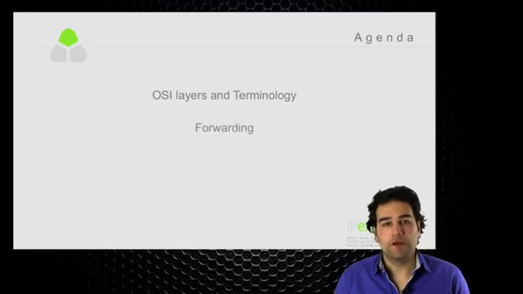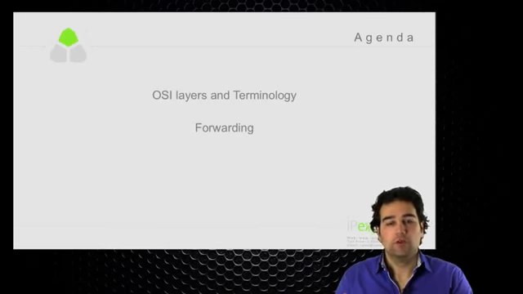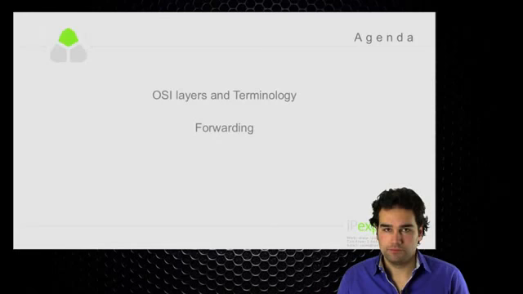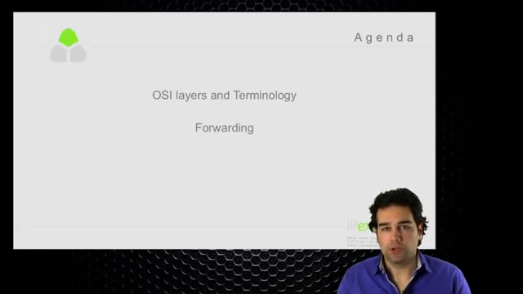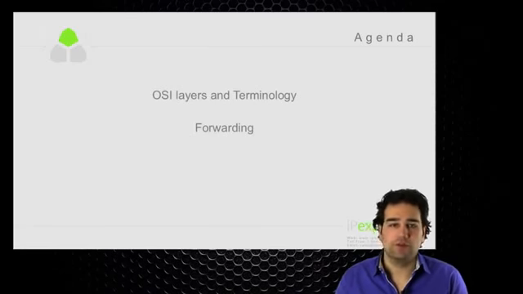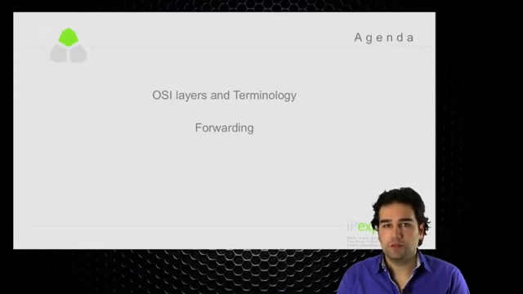Then I want to talk a little bit about forwarding. So how does Fibre Channel forwarding work? Not only talking about the encapsulation of the header, but also how does address resolution work? How do two nodes on the network find each other? And how does the network converge? How does the network discover its topology? How do the switches know where to send traffic to? So the basic concepts of forwarding.